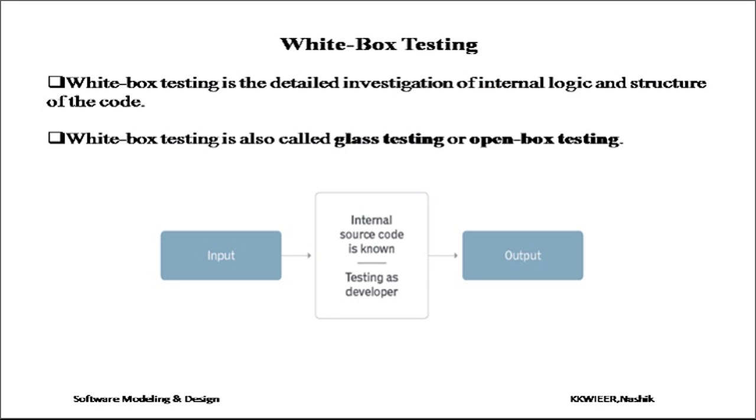To perform white box testing on an application, a tester needs to know the internal working of the code. The tester needs to have a look inside the source code and find out which unit or chunk of the code is behaving inappropriately. White box testing is also called glass testing or open box testing.